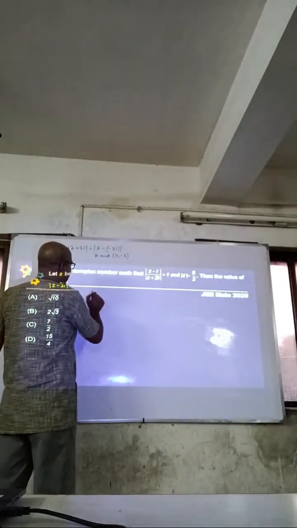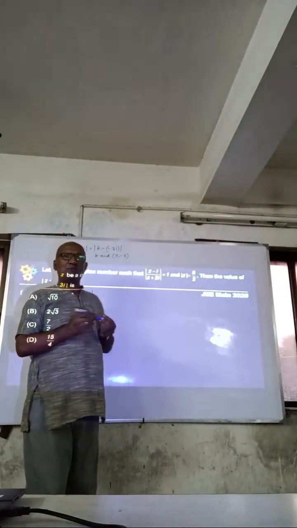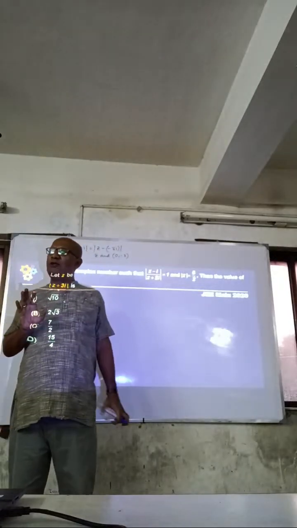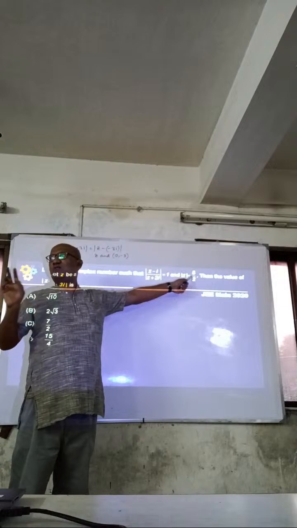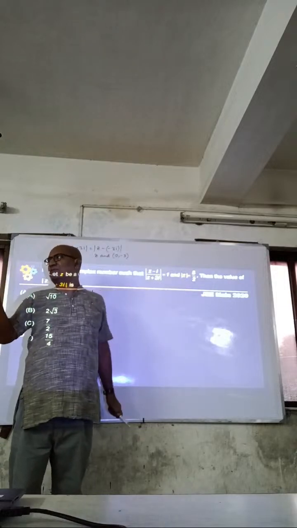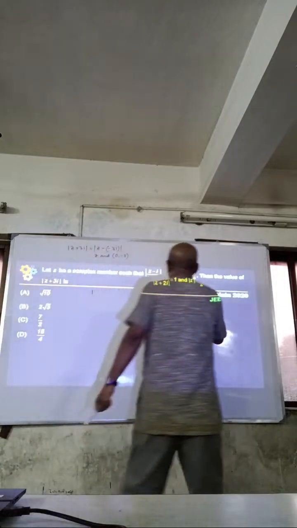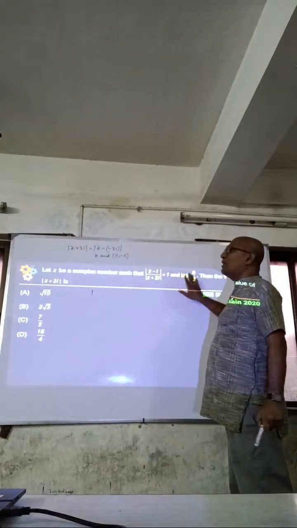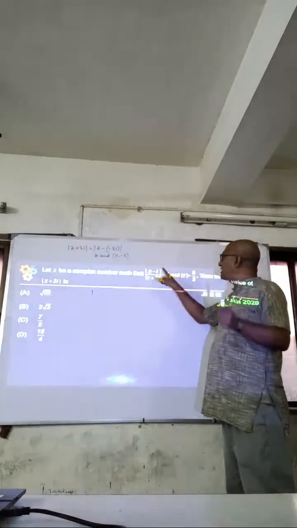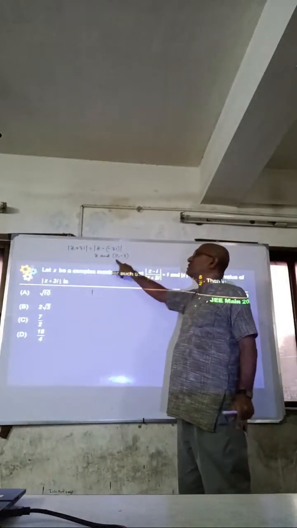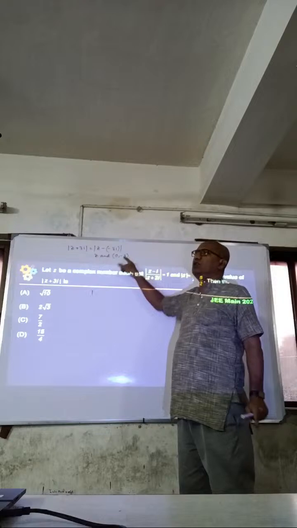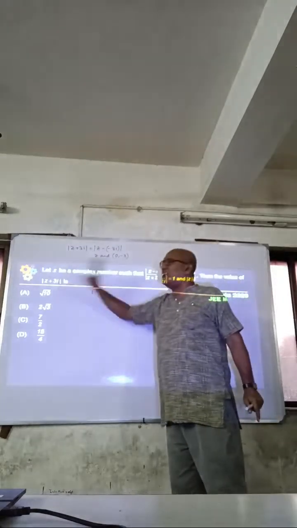Have you understood the problem? This and this means you have to find out the common z, that z which will satisfy this as well as this. That means the point of intersection. From there I have to find out the distance between that point and 0, minus 3. That's exactly what they asked for.